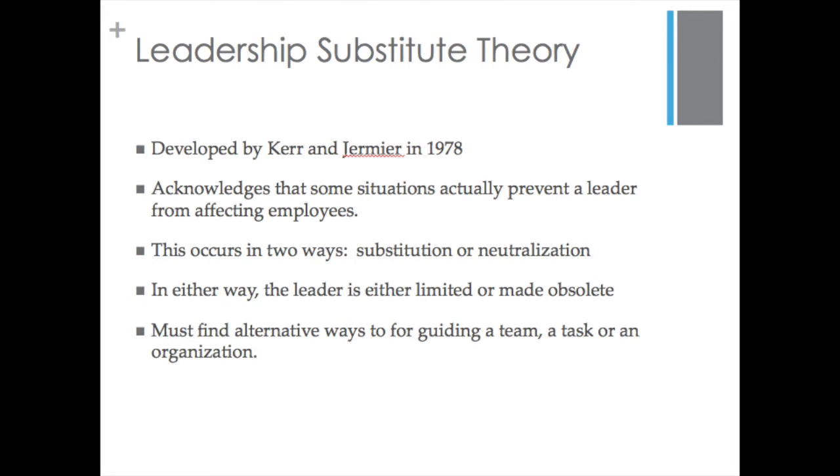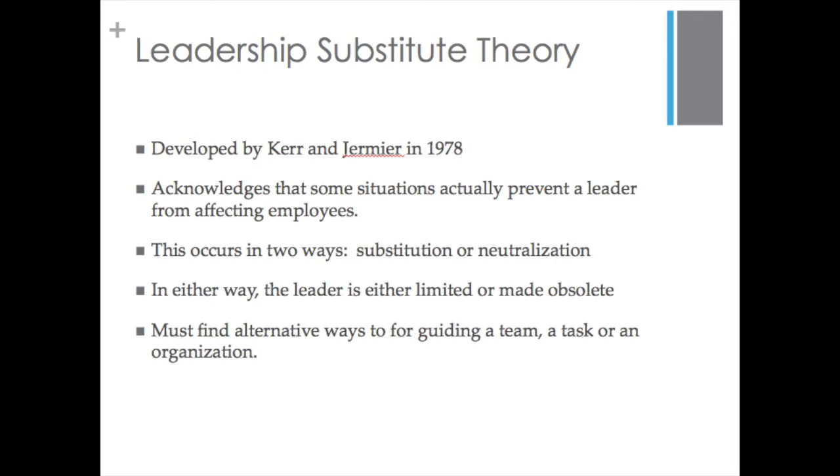The final leadership theory that we'll explore is the leadership substitutes theory. In 1978, Kerr and Jermier put forth the theory that some situations actually prevent leaders from affecting employees, and that substitutes and neutralizers for leadership make the role of leader either obsolete or significantly limit the effectiveness of a leader.